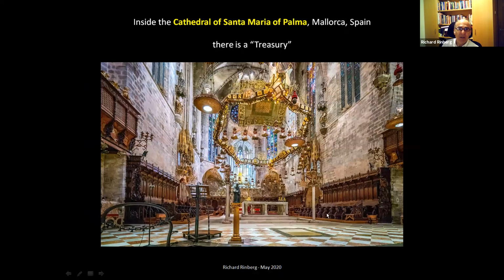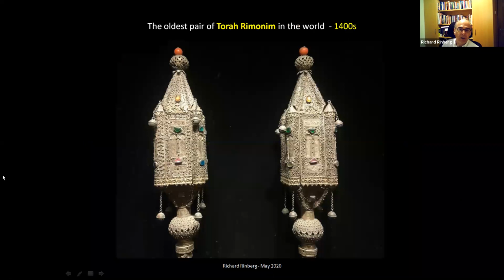And if you go inside, there's a treasury. I mean, it's magnificent, typical Catholic. This is actually the highest Gothic cathedral, I think, in the world. It's certainly higher than Notre Dame. And they've got, these are the Torah Rimonim themselves. And they are absolutely beautiful.